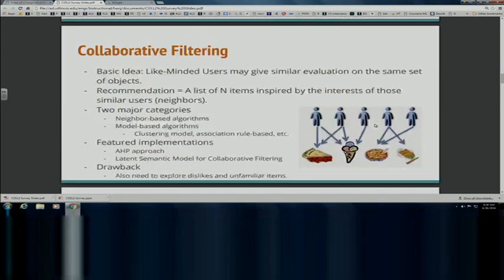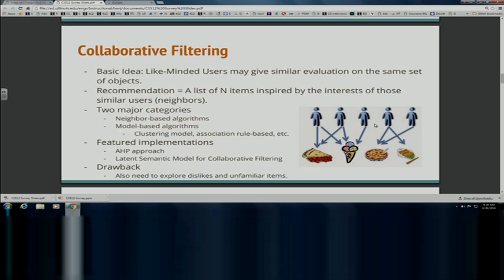Then the collaborative filtering. This is very important and very widely used. The basic idea is that like-minded users are more likely to have the same interest in the same set of products. As you can see in the image there, the two users on the left, if they have the same interest in ice cream and maybe apple pie, are more likely to have the same interest in some other products. The same can be applied to the users on the right.